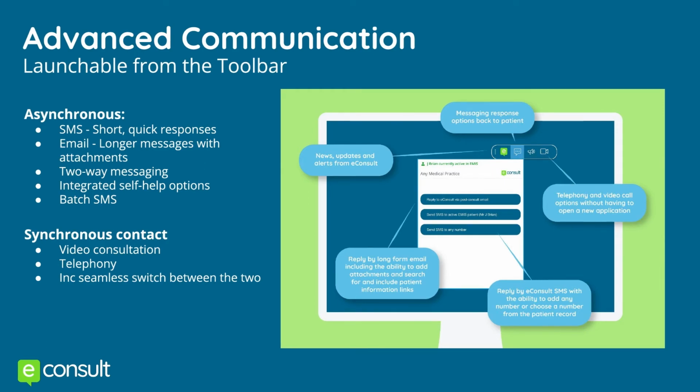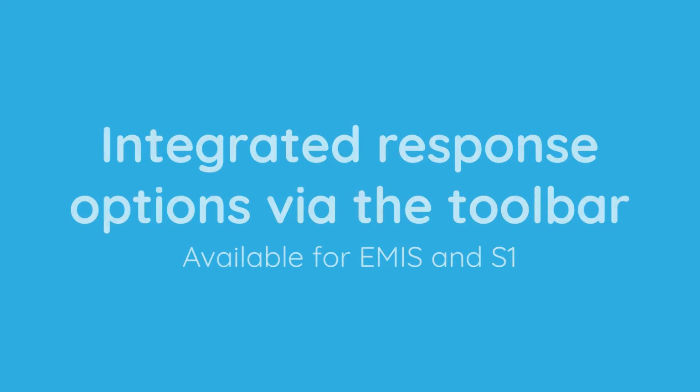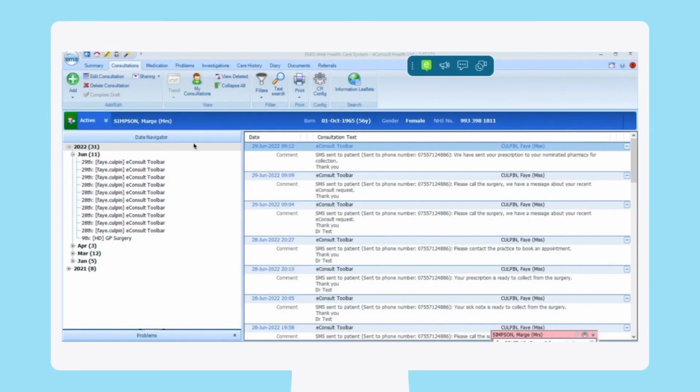For the purpose of this demonstration, I'm going to show you our integrated synchronous and asynchronous communication options working with EMIS. You can see I'm sat in Marge Simpson's record in EMIS, and the toolbar sits and floats on top. You've got 3 options within the toolbar: the megaphone that keeps you up to date with eConsult news and updates, the messaging section, this allows you to send emails and SMS messages, and the telephony and video section.